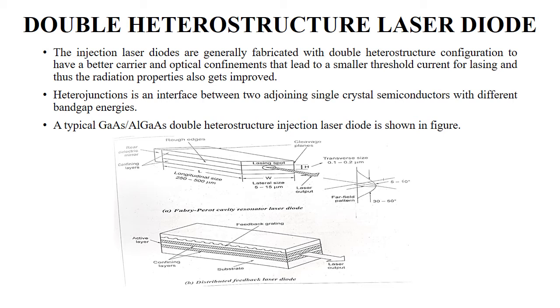When the structure is forward biased, electrons are injected from the N-type aluminum gallium arsenide region into the gallium arsenide region. The energy barriers on the two sides of the gallium arsenide active region prevent the carriers from diffusing away from this region. So the carriers are forced to be confined in this region, where the population inversion has already been created, as seen from the energy band diagram.